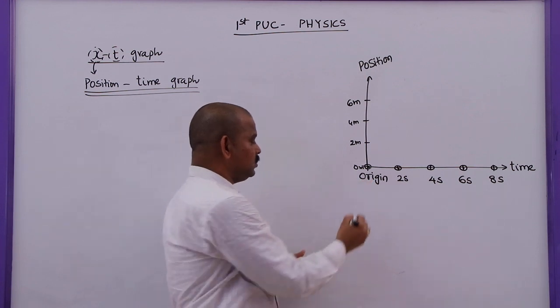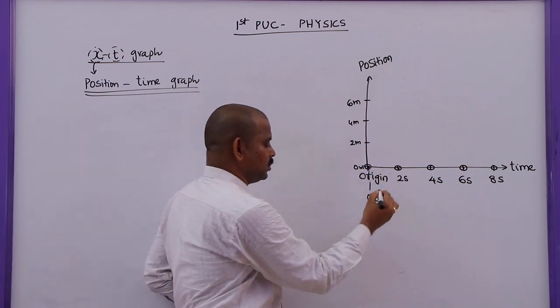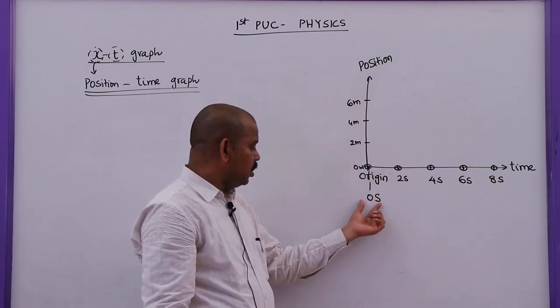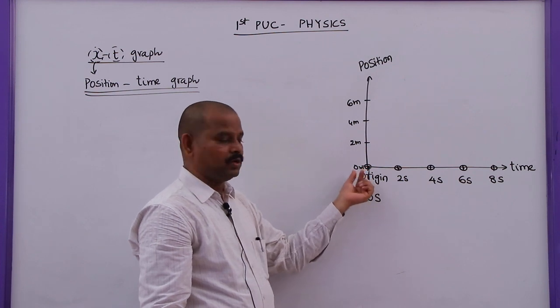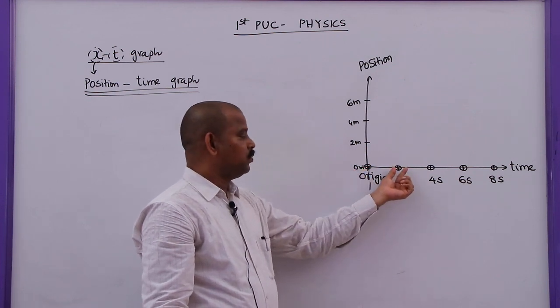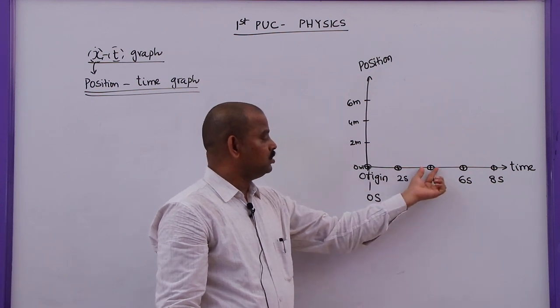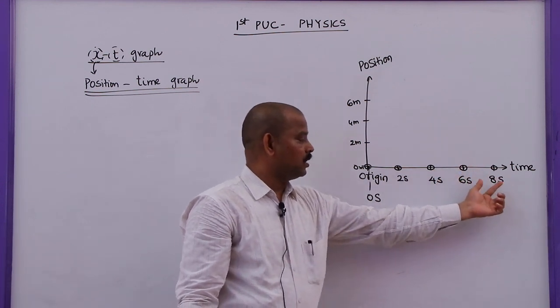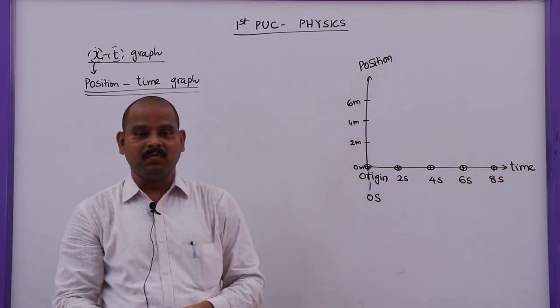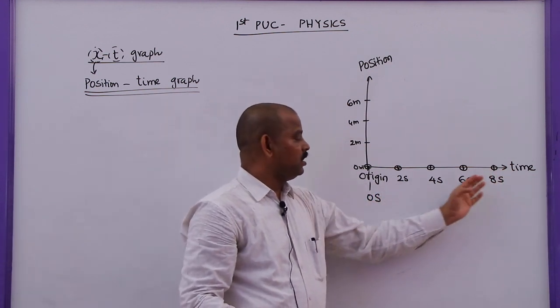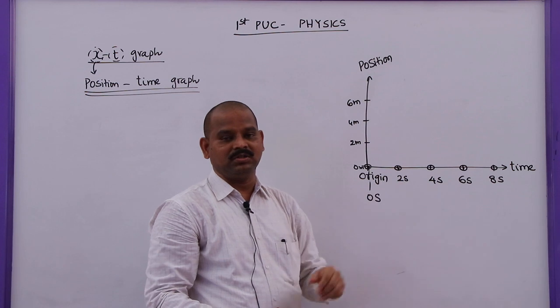So at 0 seconds, the origin indicates 0 seconds, initial time. At 0 seconds, position is 0 meter. At 2 seconds, position is 0 meter. So at 4 seconds, position is 0. 6 seconds, position is 0 meter. 8 seconds, position is 0 meter. That means here time is changing, but the position of the body is not changing.